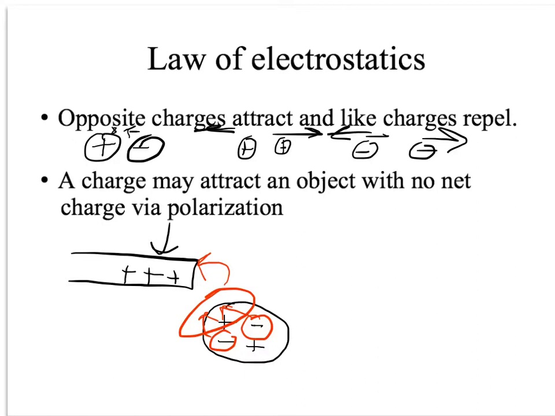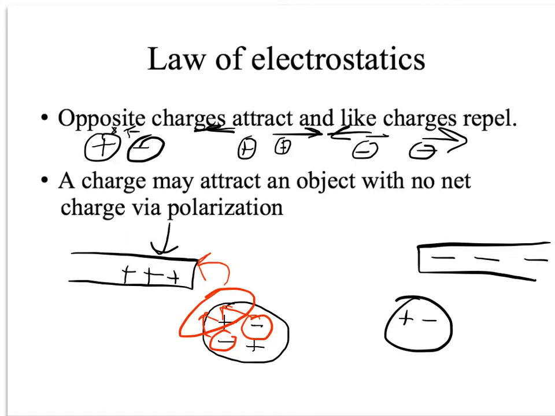You could also have the same thing happen with a negatively charged object and a neutral object. Here all of the negatives would be repelled by the rod, so they would head to the back of the object. The positives stay where they are, and then that net positive up here gets attracted to the negative object. So something charged can also attract something neutral or something with no net charge.